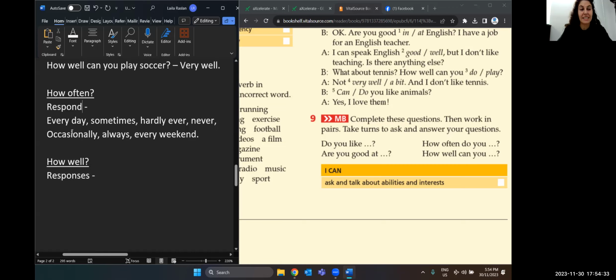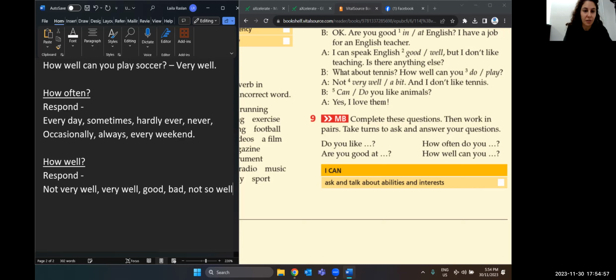We respond with these words for how often questions. But for how well, we respond with different adverbs. They're both called adverbs. These ones are more like not very well, very well, good, bad, not so well.